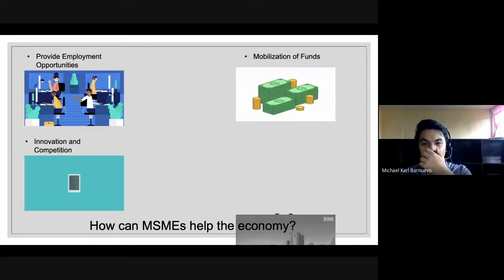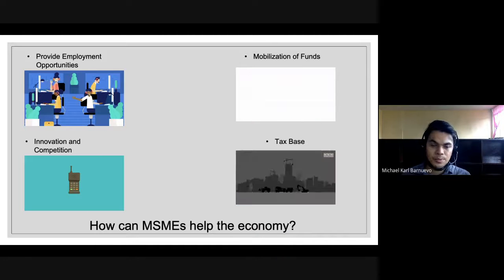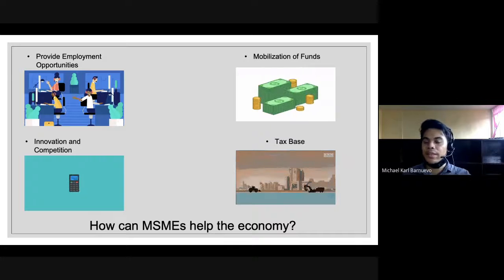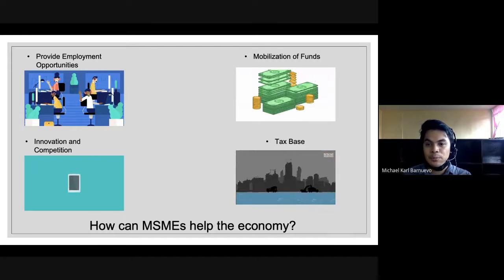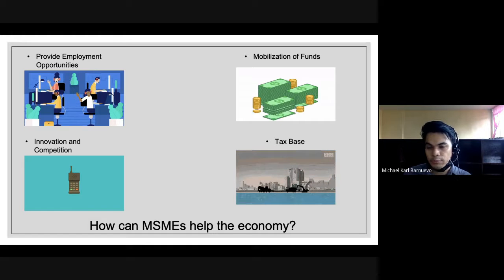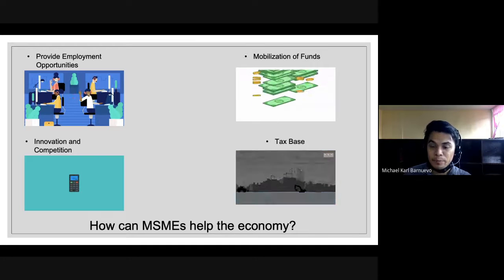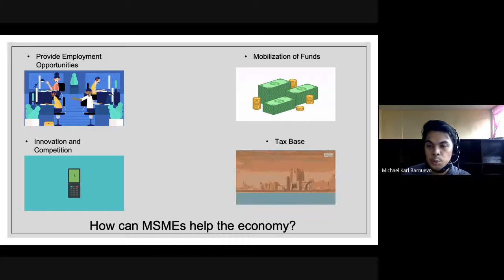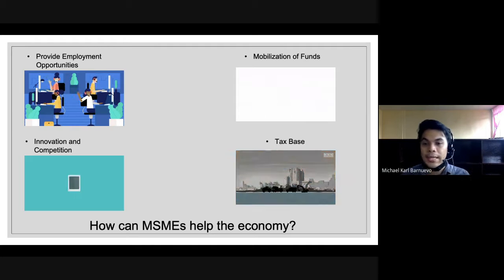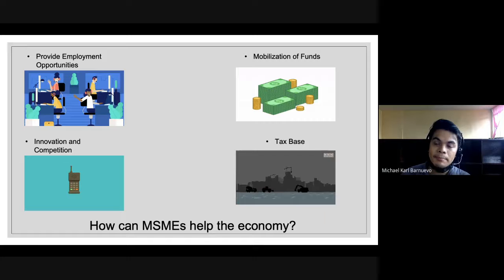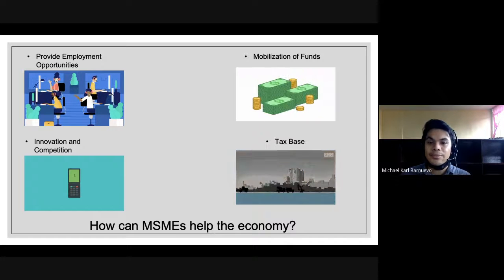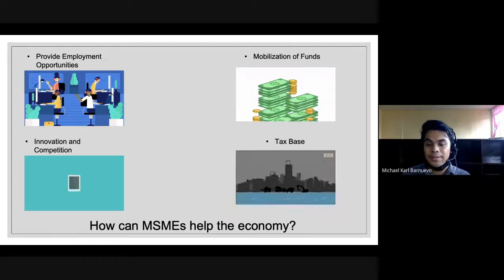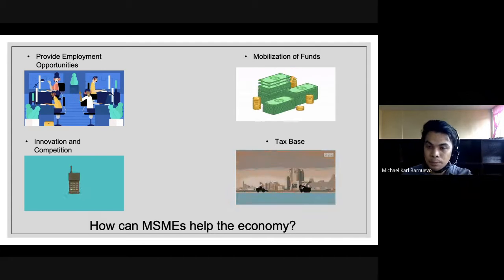What else? Tax base. Ayan. For all entrepreneurs, no, they are paying taxes. So saan ba napupunta ang taxes? It will now be used for infrastructure, the development of more schools, hospitals, library, parks, ayan, buildings, roads. Ayan. So it really helps on the development of our country. Okay? Diyan po napupunta ang tax.